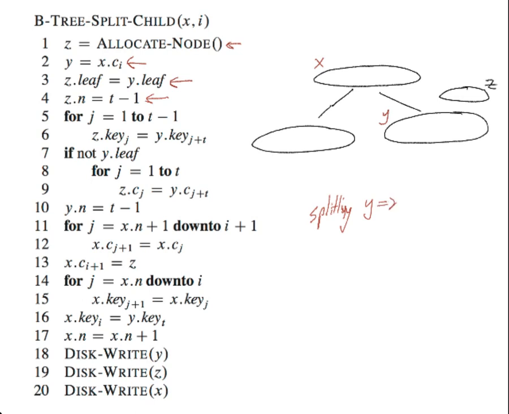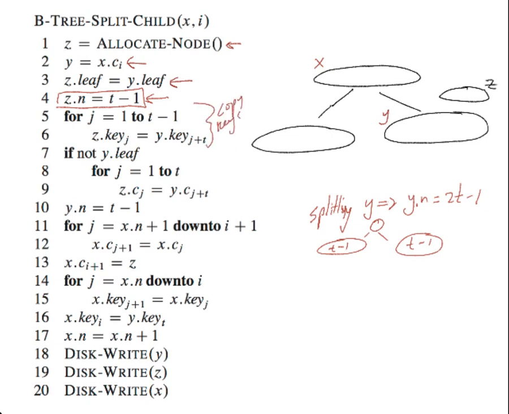Therefore, we know that the number of elements in Y is equal to 2t minus 1. And so if we split Y, we're going to end up with t minus 1 over here, t minus 1 over here, and then 1 that's going to be promoted. So that's why the new size of Z is going to be t minus 1. And then we copy the keys from Y to Z. So now that's going to take all of these and put them up into Z, all of those keys.